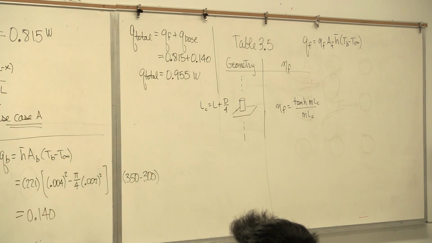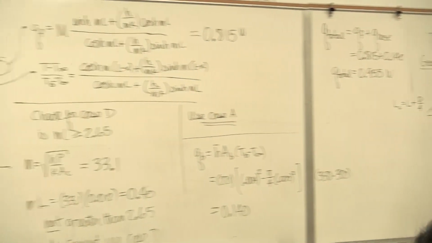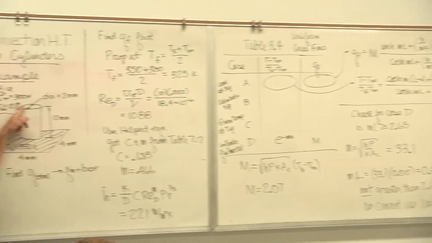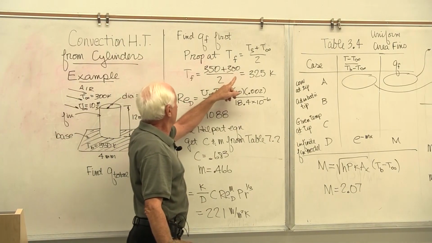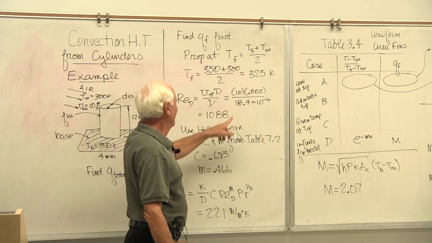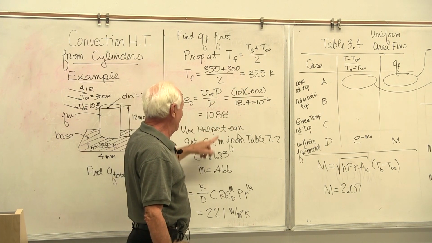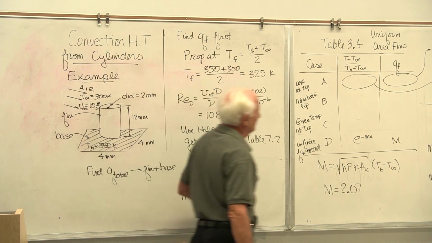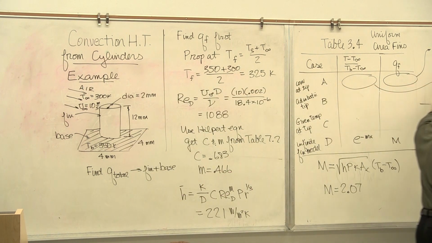Now maybe you want to go back in here and change this surface temperature to be T base plus T tip of the fin divided by 2. Put a new T_f in here. All right, everything changes. The Reynolds number changes, the C's and m's change, the h bar changes, the little m changes. Go through it one more time and get a new h. Then put the new h in here and see what the new temperature of the tip is.